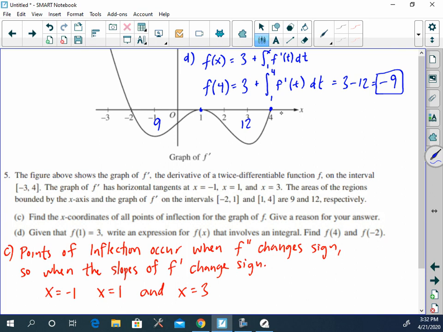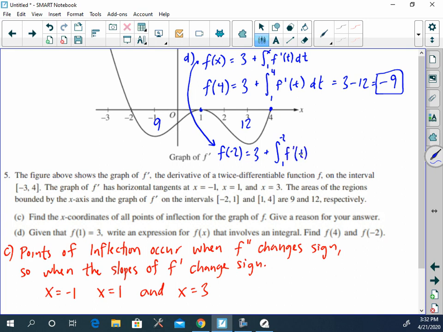I found my f of 4, and then I have to find f of -2. And a lot of times when people go backwards, they end up messing it up because it's like, oh, it's below the x-axis, so I have to subtract. But then you're also going backwards, and when you end up with multiple negatives going on, it's super easy to mess up. So I am just going to use what I wrote here to write what f of -2 is going to be. So I've got my 3 to start with, and then I'm going from 1 to -2 of my graph that I see there.